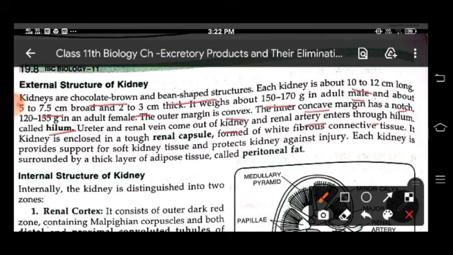Now the kidneys are enclosed in a tough capsule known as the renal capsule, which is formed of white fibrous connective tissue. It provides support for soft kidney tissue and protects the kidney against injury.